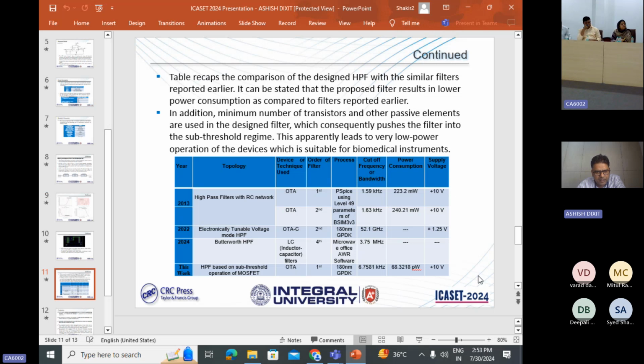And here in our work, OTA using capacitor mode, and this is a first order filter using 180 nanometer technology. Cutoff frequency is 6.75 kilohertz with very least power dissipation of 68.3218 picowatt. This is the comparison chart basically. Next, please.